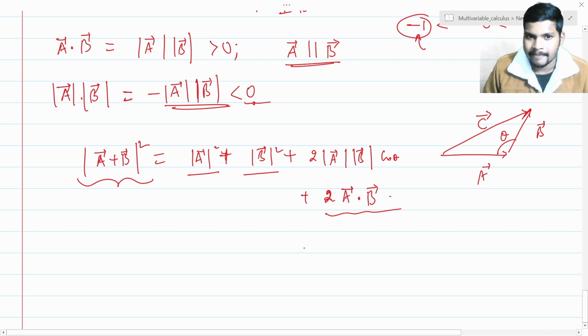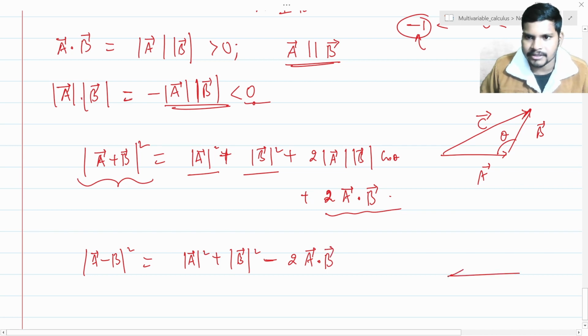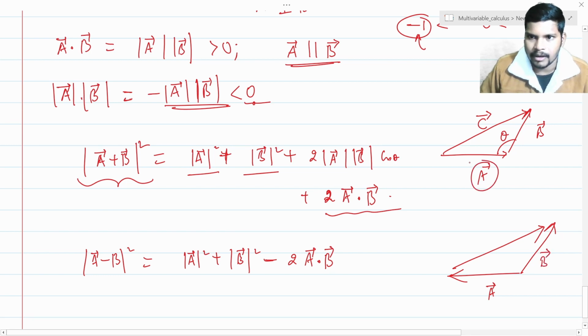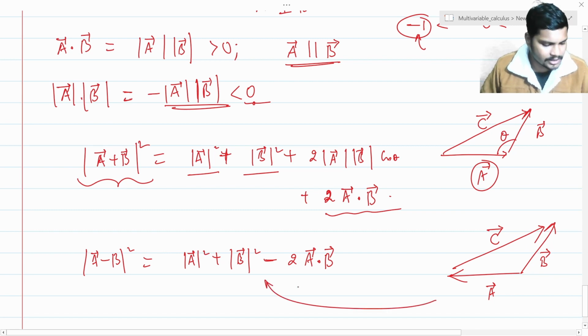All right. Similarly, I can get a minus b whole square, which is basically a square plus b square minus 2 a dot b, and this can be shown like this. So a is like this, and the negative of b is like this, and I still have c. So this is how we can easily find out this product.